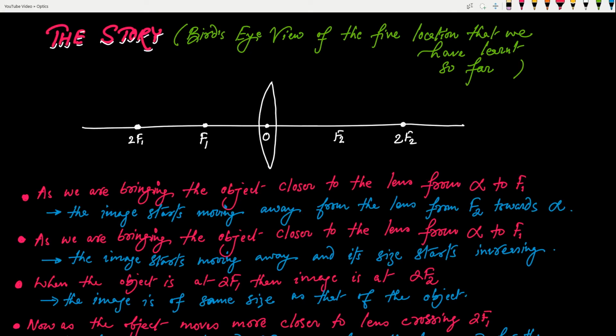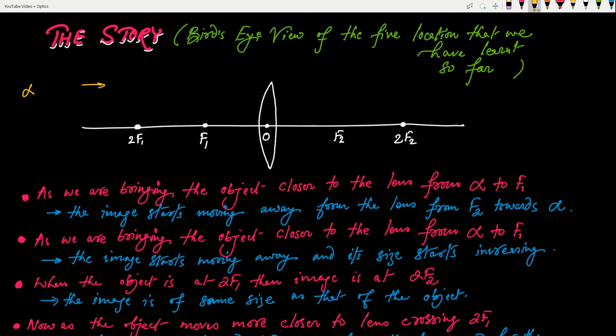Now let's understand the story, that is the bird's eye view of the 5 locations that we have learned so far, so that you can understand what's actually happening. What is the relationship between the object and the image that is produced? So let's look into that. See, if you look into your notes, then you'll see that we have analyzed the object that is moving from infinity towards the lens, isn't it?